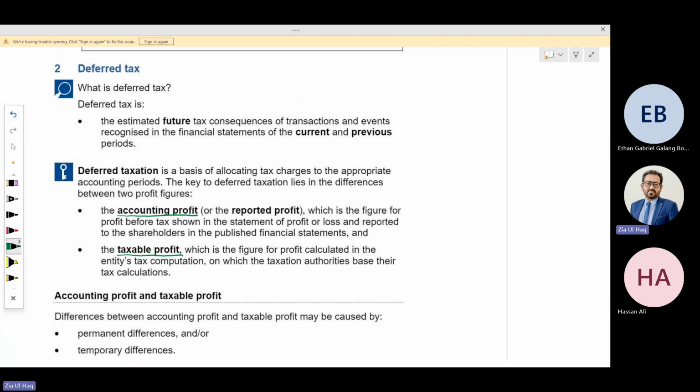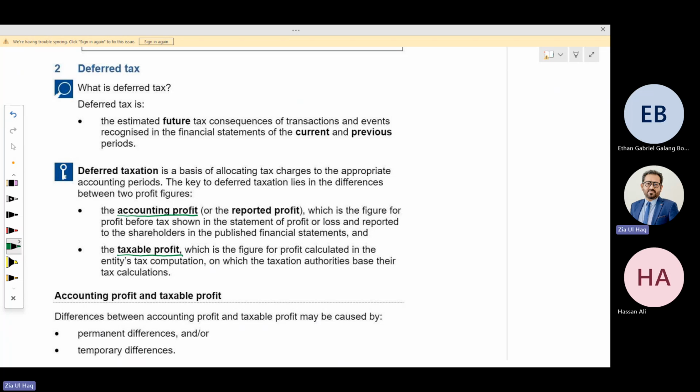Suppose we charge depreciation of an asset on a straight line basis. We bought our asset for 5,000. Life was 5 years, so we charge 1,000, 1,000, 1,000 every year.